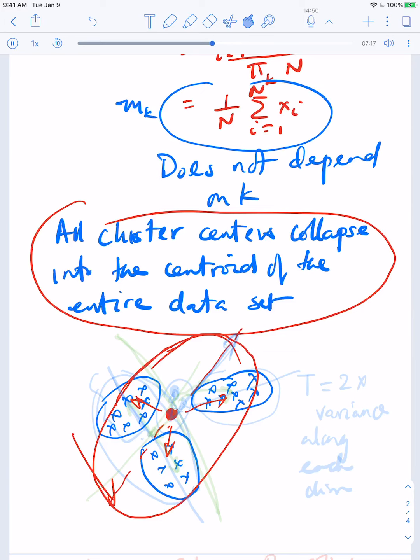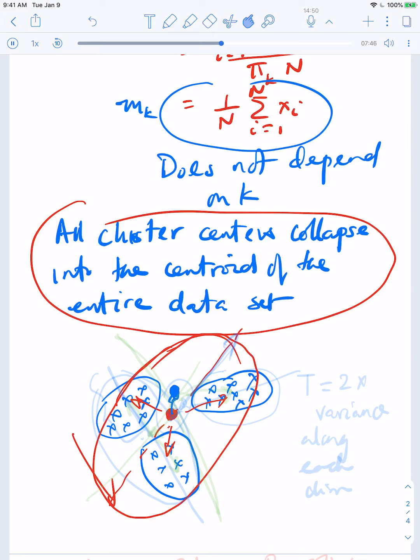So now if I run soft k-means, but I start from the centroid, instead of running it with one cluster, let me run it with this and a slightly perturbed version of this, where I add a random perturbation.